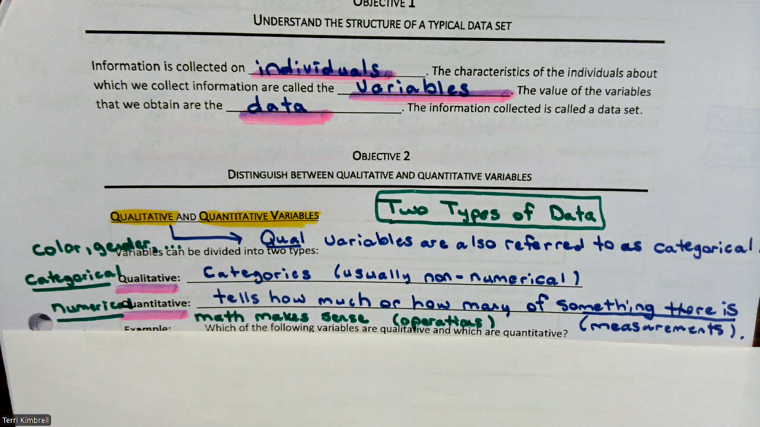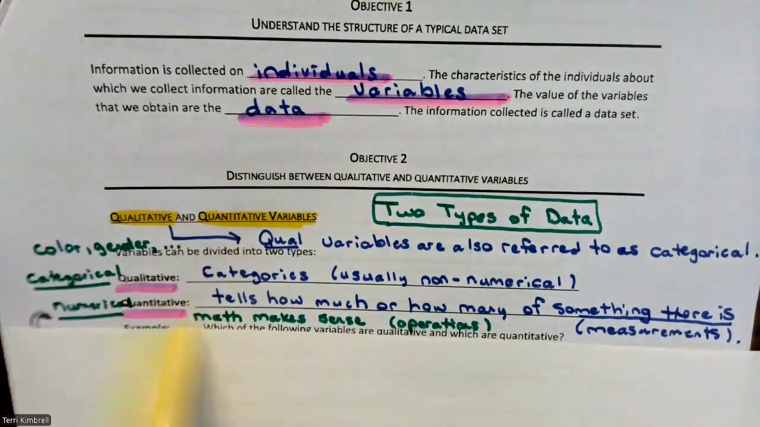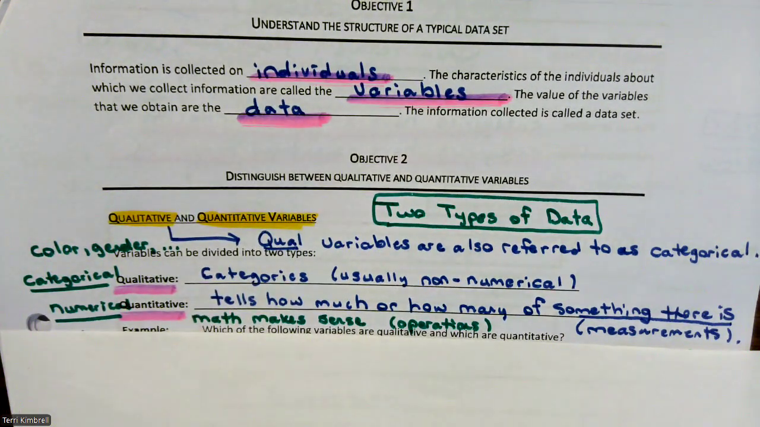If you were to deal with a number such as a jersey number, you're not going to add jersey numbers together and do math with them. That makes absolutely no sense. So that would be a category. It would be more qualitative. It's going to describe who you are, like a quality, what number you are on a sports team.